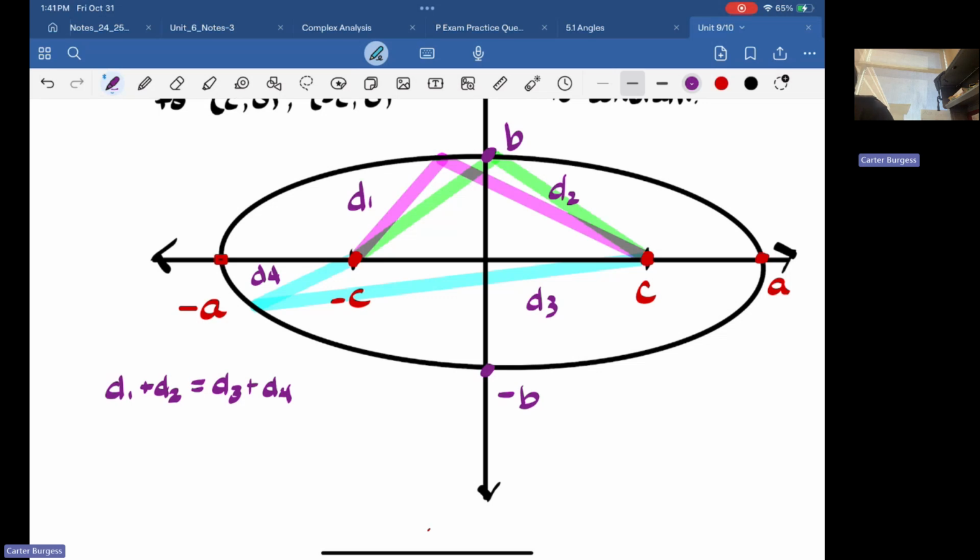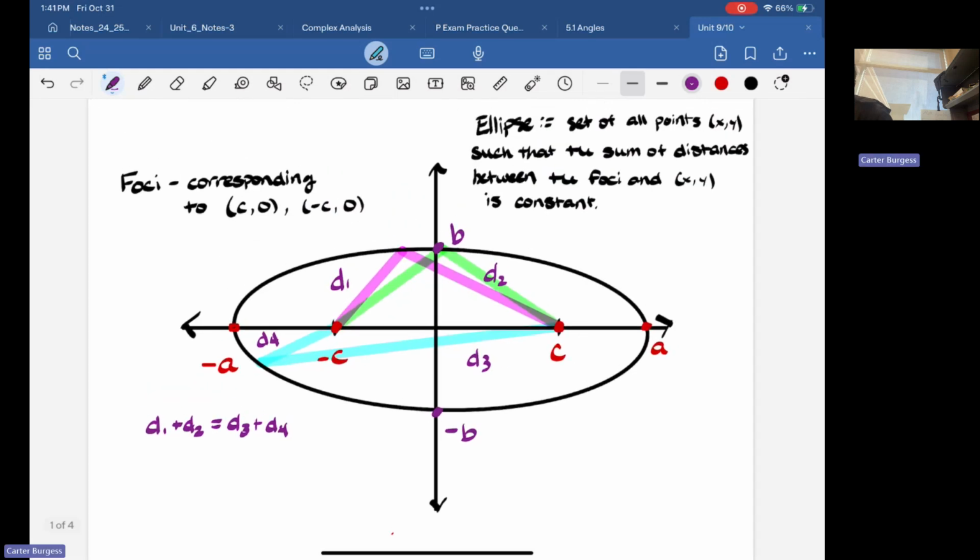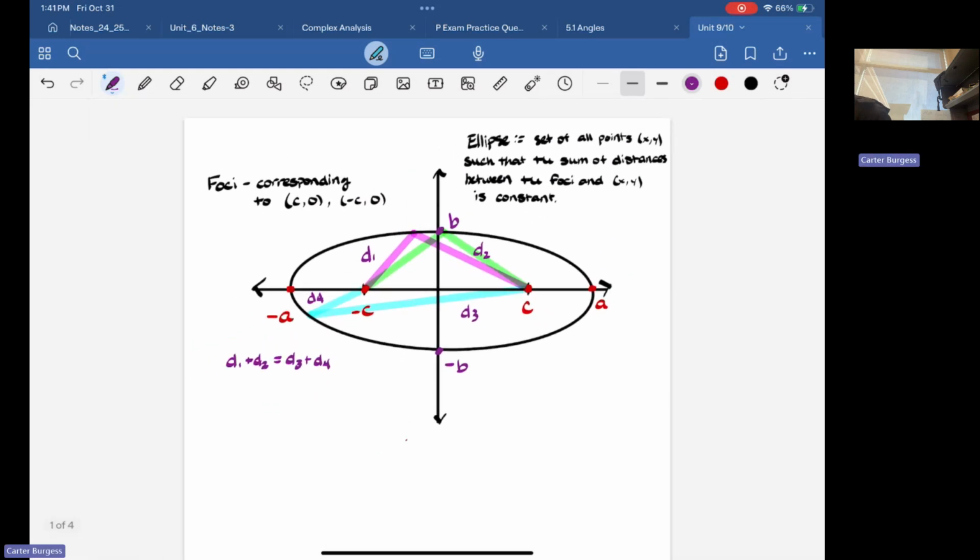There are some really cool geometric ways to draw ellipses. If you take 2 points and connect them with a string and use that to trace out a shape, that will end up drawing an ellipse, and that's essentially saying what we have here. You can look up some cool YouTube demos on that. They're interesting.